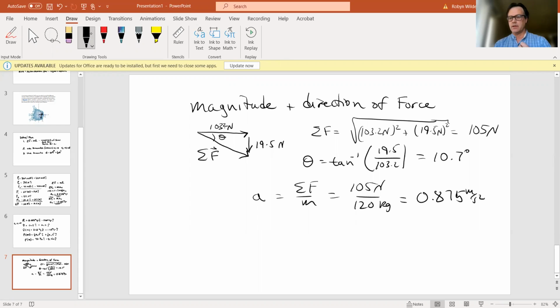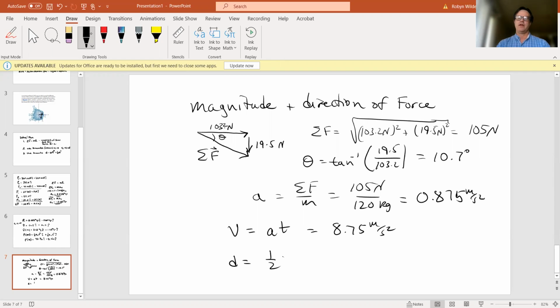What is the direction of that acceleration vector? Well, it's in the same direction as the net force. The asteroid is being pushed down, so the acceleration is in the same direction it's being pushed. So this is at 10.7 degrees below the x-axis as well. Then to get our velocity at any time, just take a times t. Multiplying by 10 seconds, we'll get 8.75 meters per second. Again, the direction is the same as the force and the acceleration. It's at 10.7 degrees.